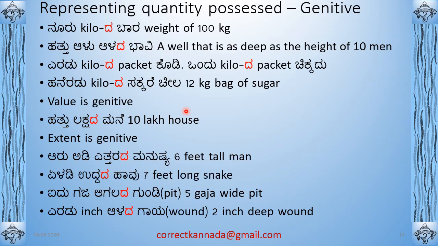Next, representing quantity possessed is the genitive case. Say you possess a certain quantity, then you use the genitive case, which is the Shashti Vibhakti. 100 kiloda bara, a weight of 100 kg, the 'of', right? So you use this 100 kiloda bara.